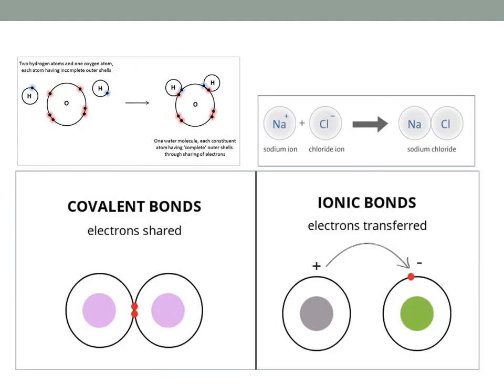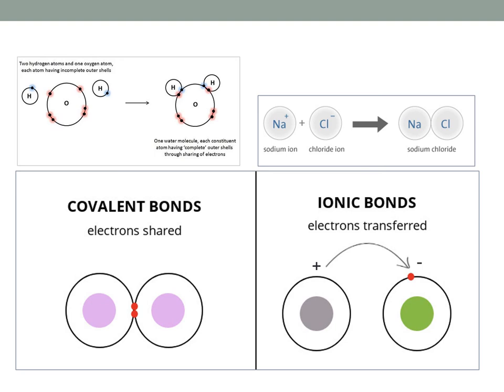If we look over on the right side here, our sodium is going to give an electron to chlorine. Electrons are negatively charged, so that becomes a chloride ion. An ion is a charged particle. Because it gained an electron, and electrons have a negative charge, that chloride ion now has a negative charge. The sodium lost an electron, so it now has a positive charge. They're happy because their outermost shell is filled, but now I have one that has a positive charge and one that has a negative charge, and what do opposites do?